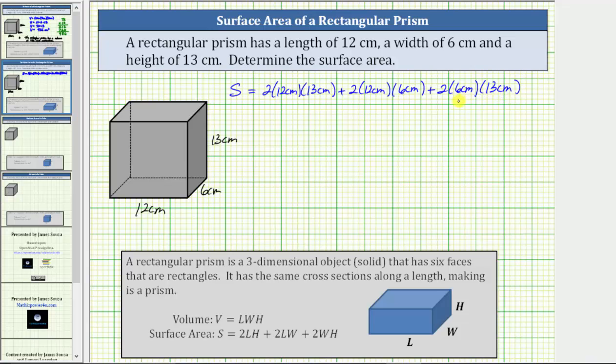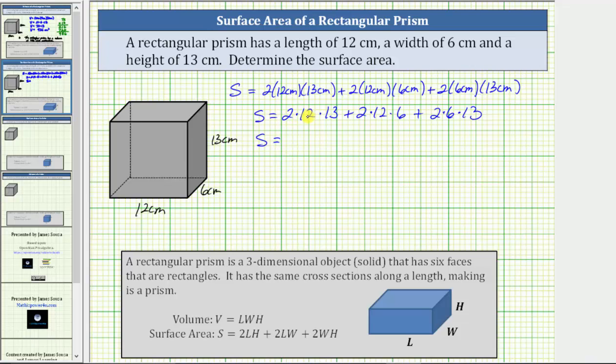This emphasizes the units of the surface area. Notice centimeters times centimeters is square centimeters, which will be the units for the surface area. However, we often leave the units off until the very end and write the surface area as S equals 2 times 12 times 13 plus 2 times 12 times 6 plus 2 times 6 times 13. The next step is to determine the products from left to right.